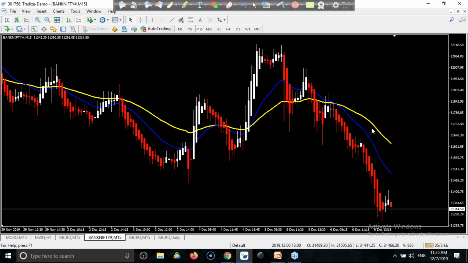One is the 50 EMA, which is the yellow exponential moving average, and the next is the 20 EMA, this is the blue exponential moving average. Are you able to hear me, right?